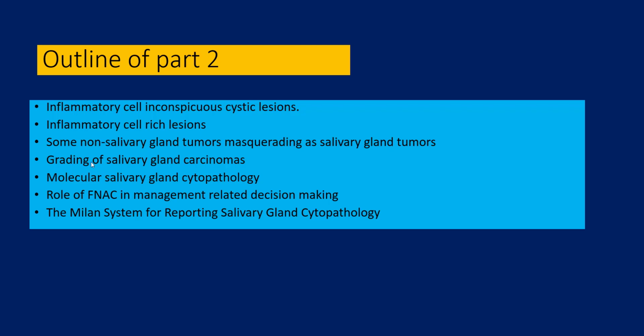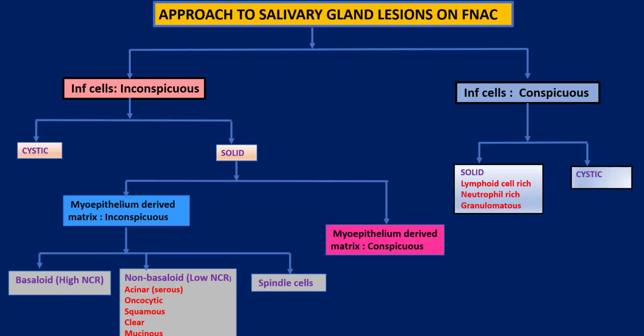Then I'll go on and talk a little bit about grading of salivary gland malignancies, a few bits on molecular salivary gland cytopathology. These are going to be extremely brief. Then some discussion of the role of fine needle aspiration cytology in management related decision making for salivary gland lesions, and then an outline of the MILAN system for reporting salivary gland cytopathology. So let's get started with the first of this list, inflammatory cell inconspicuous cystic lesions.